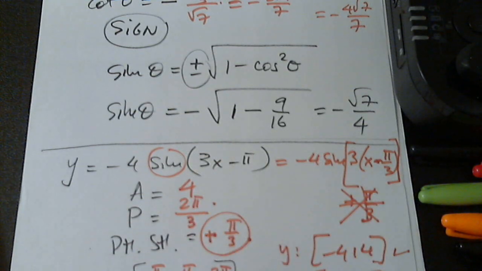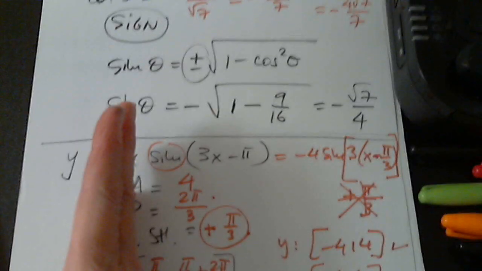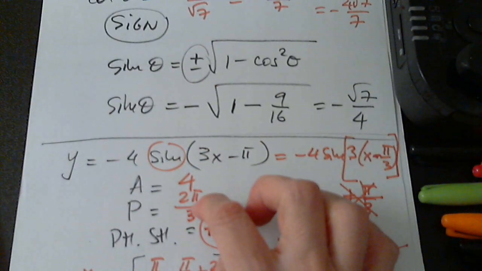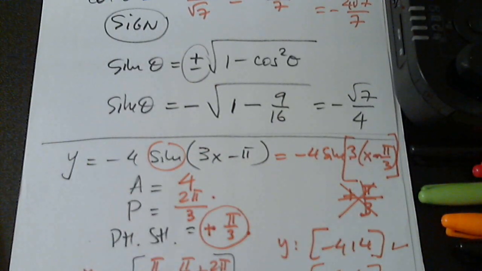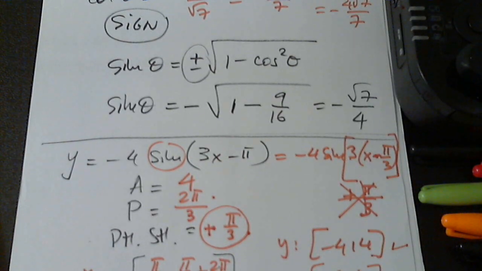Everything is 2 pi except tangent and cotangent. And the viewing window is always from the phase shift plus the period. So the phase shift, that's the leftmost point, and the rightmost point is pi over 3, the same thing, the phase shift plus the period.